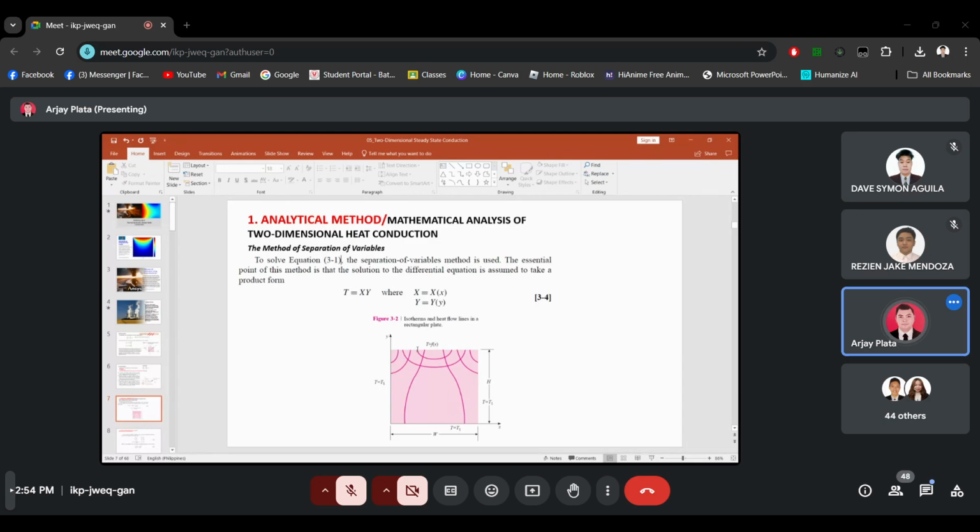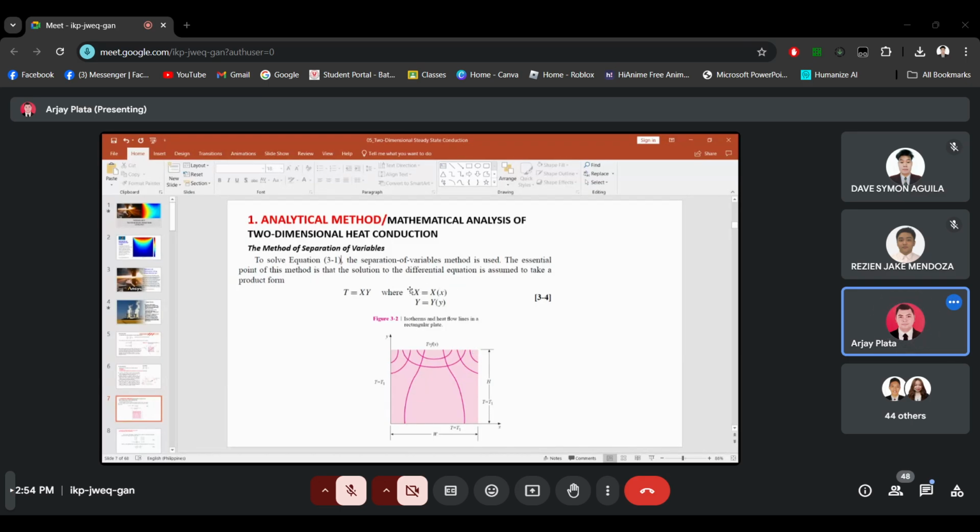Okay, so let's go first with the analytical method. So we have two-dimensional heat conduction, using the method of separation of variables. It's a very complex method, the analytical. As you can see here, this is our figure. This is the isotherm, the vertical line, while the horizontal line is the adiabats, or constant temperature line.